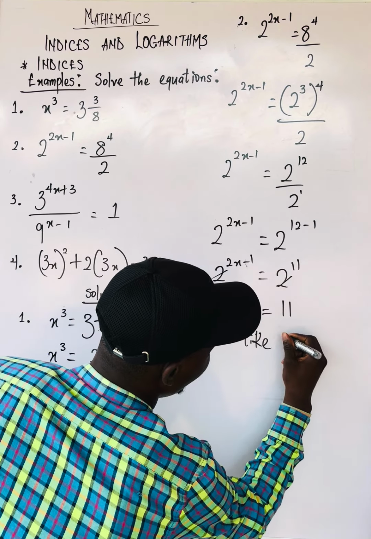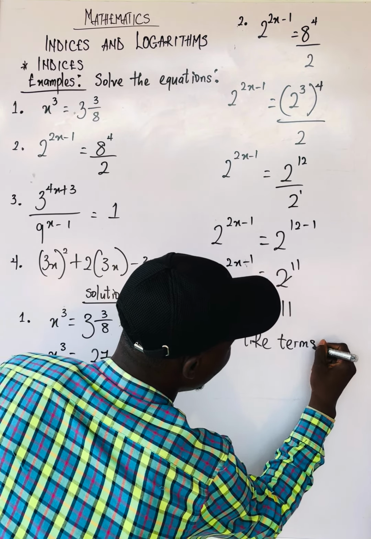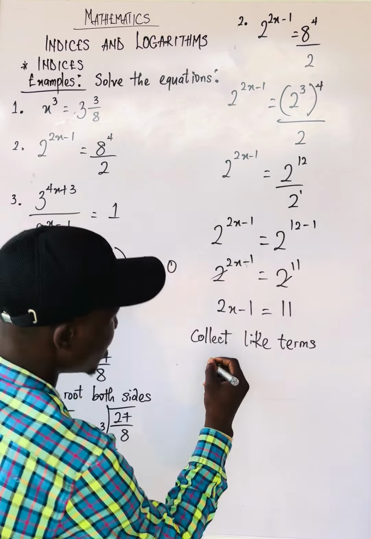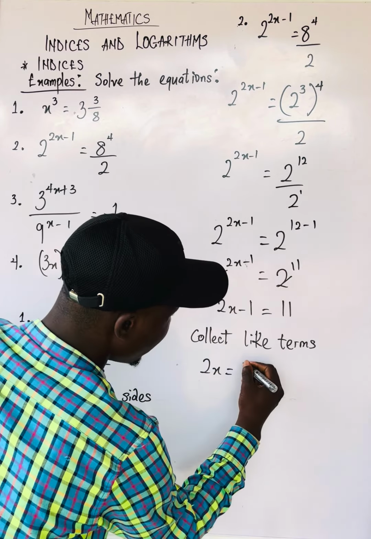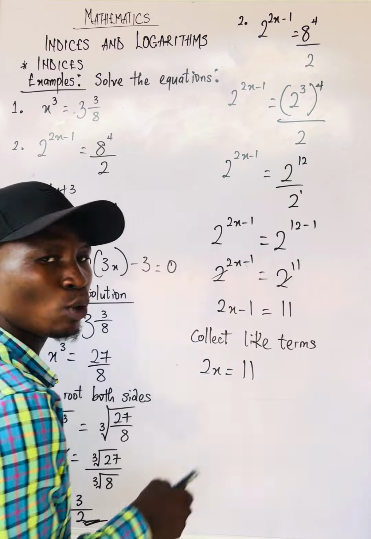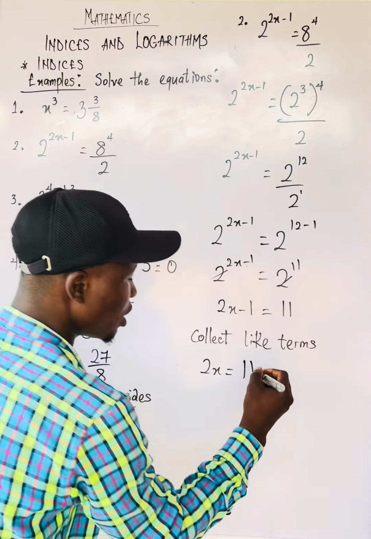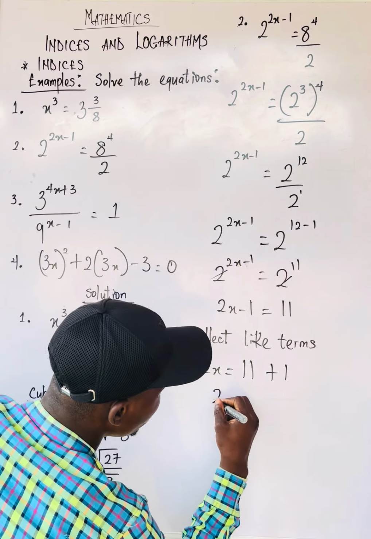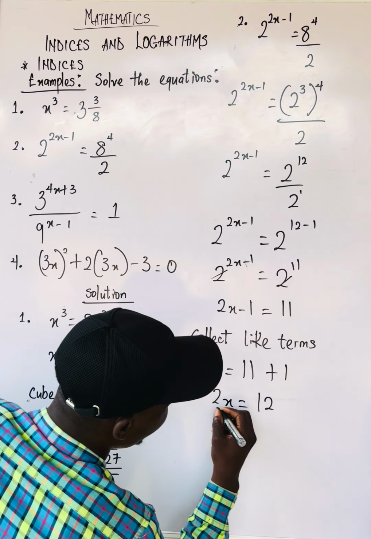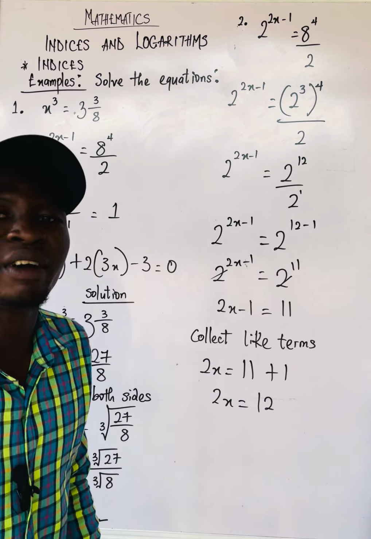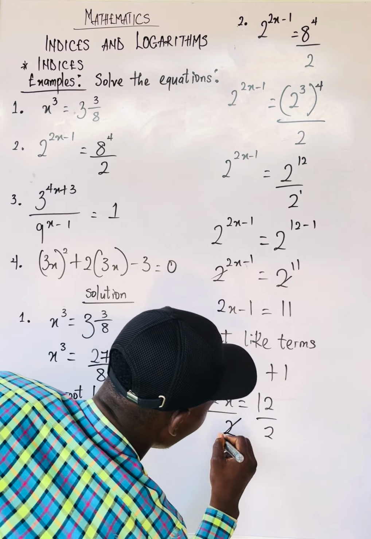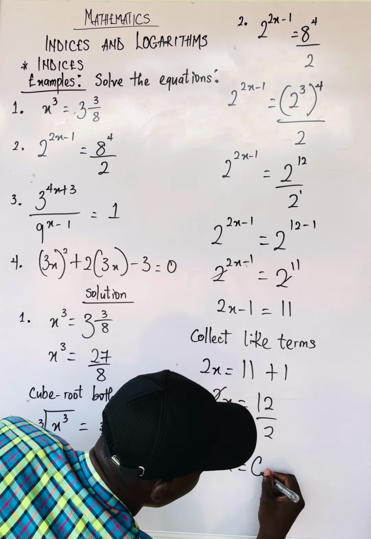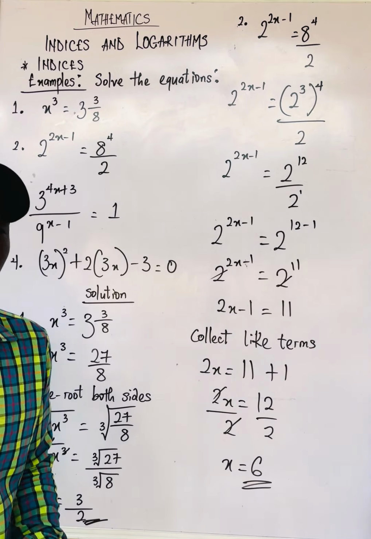When you collect like terms, I'm taking minus 1 to this place. So what do I have here? 2x equals 11. When minus 1 crosses an equal sign, it becomes plus 1. So we have 2x equals 12. We are looking for x, so we divide both sides by 2. What do we have? x is equal to 6. So x is equal to 6.